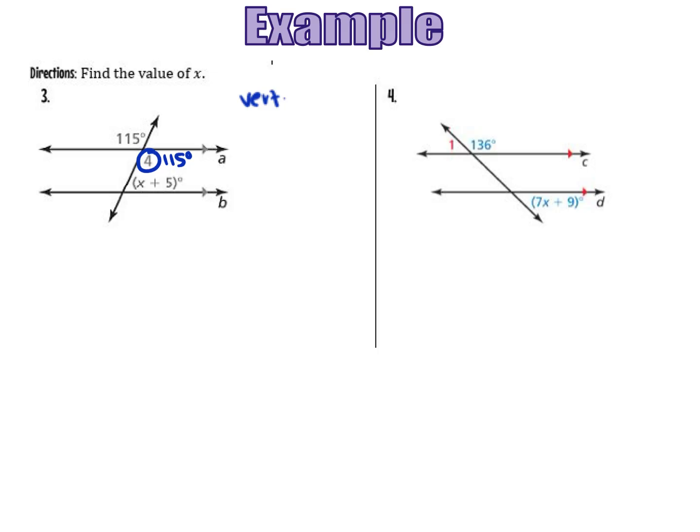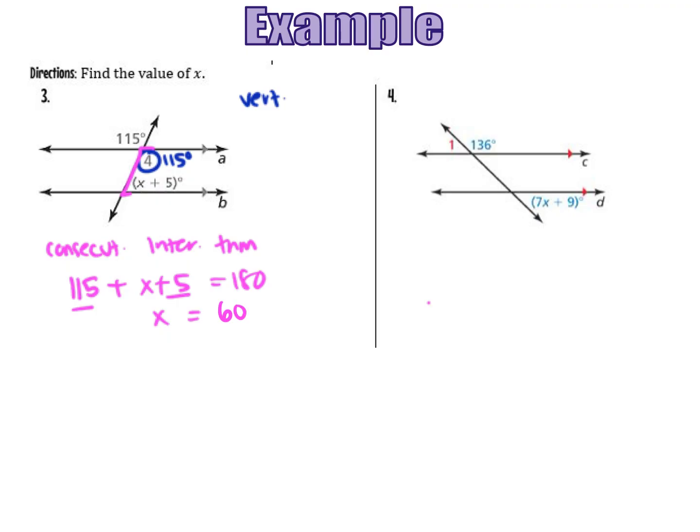Then I know that these two angles are on the same side. They are consecutive interior angles, which the theorem for consecutive interior angles says that those two angles are supplementary. So 115 plus x plus 5 must equal 180. If I add 115 and 5, I get 120, and if I subtract that on both sides, I'm going to get 60 degrees.